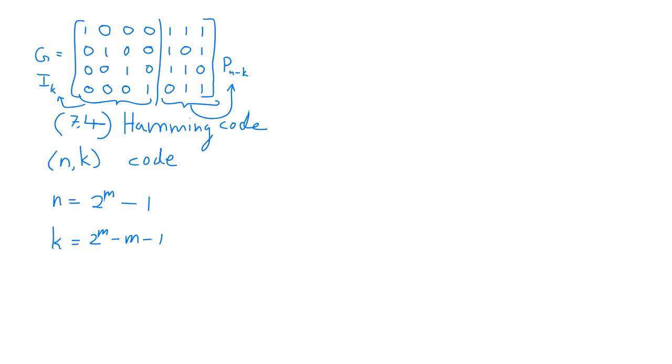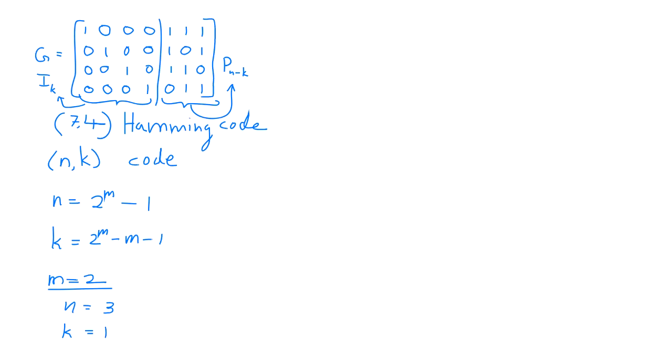In the last lecture we found these values for different values of m. We did it for m equal to 2. So for m equal to 2, you get n equal to 2 power 2, which is 4, minus 1, which is 3. The value of k becomes 2 power 2 is 4, minus 2 is 2, minus 1, so that is 1. So for m equal to 2, the values of n and k are 3 and 1 respectively.